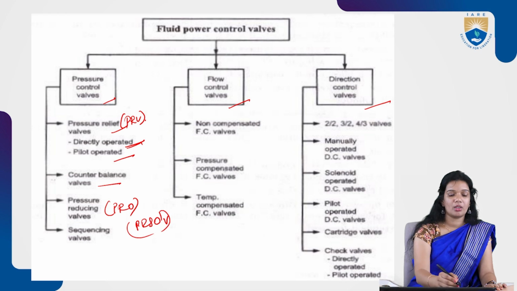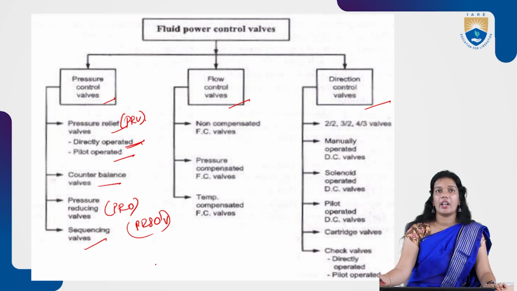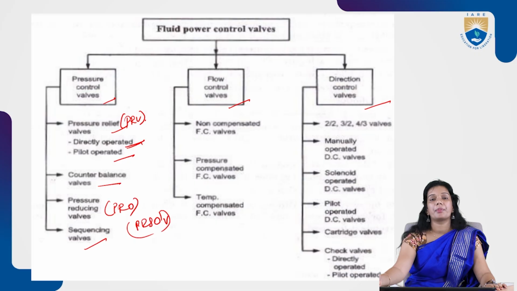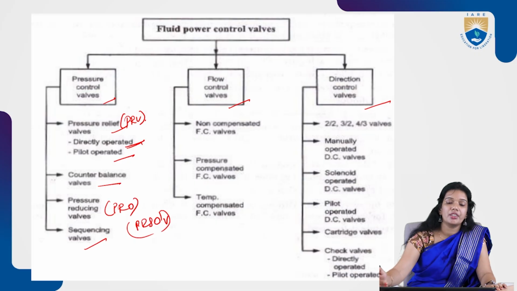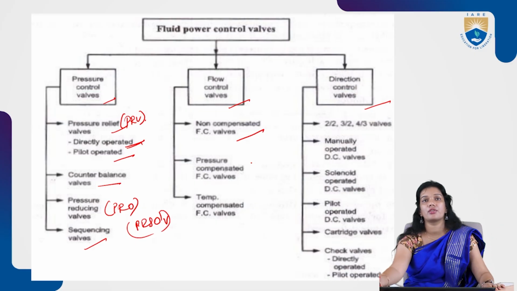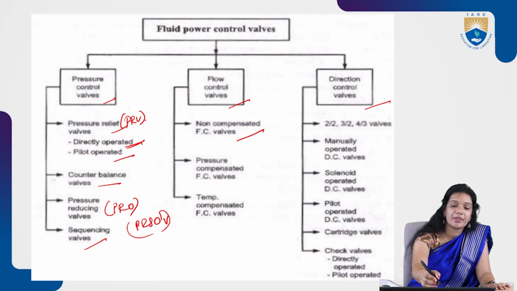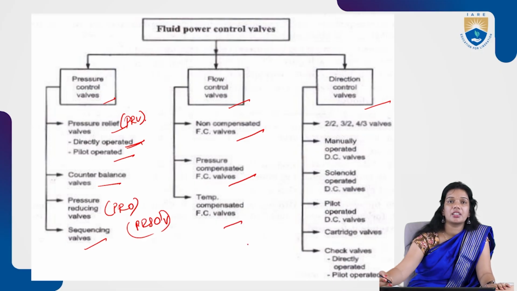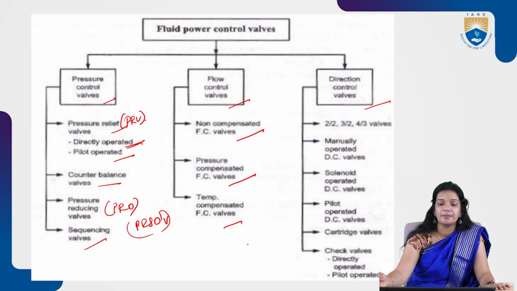Then you have sequencing valves. These are all the different valves that come under pressure controlling valves. Then we have flow control valves. Under flow control valves, you have non-compensated flow control valves, which are not compensated, pressure compensated flow control valves, and temperature compensated flow control valves.